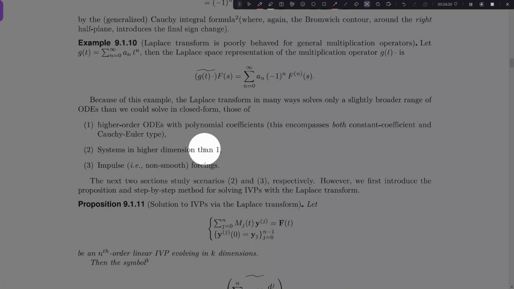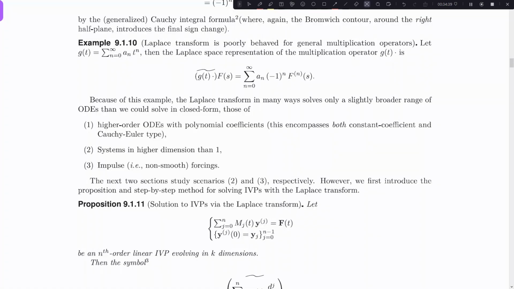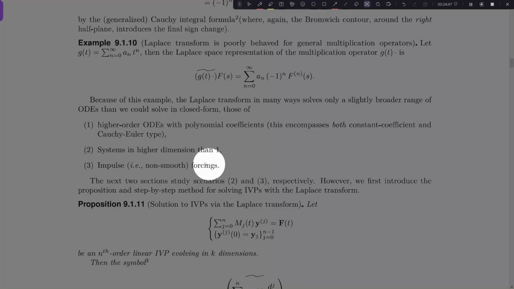Another one that's useful is systems, higher dimension than 1, and we'll run into one of these later. And then there's this thing called impulse forcings, which I'm calling non-smooth forcings. This is a case where we're going to jump our way outside of analytic functions, where we give ourselves some forcings that are no longer analytic, and things behave considerably differently when you run into non-analytic forcings. So we'll get there eventually as well.